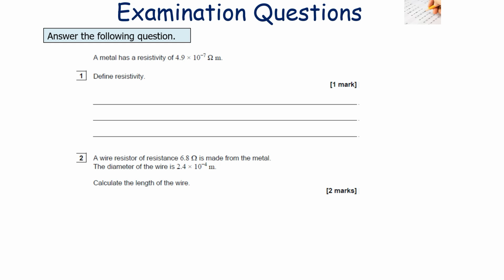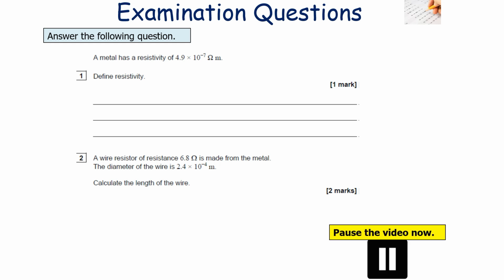Our next question says to us, a metal has a resistivity of 4.9 times 10 to the minus 7 ohm meters. Firstly, define resistivity, then secondly, a wire resistor of resistance 6.8 ohms is made from the metal. The diameter of the wire is 2.4 times 10 to the minus 4 meters. Calculate the length of the wire. So pause your video now, then unpause the video when you want to go through your answer.